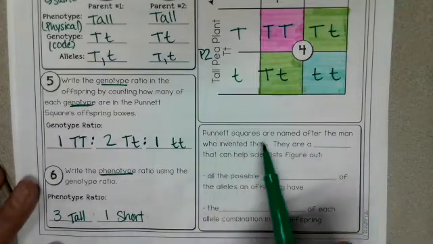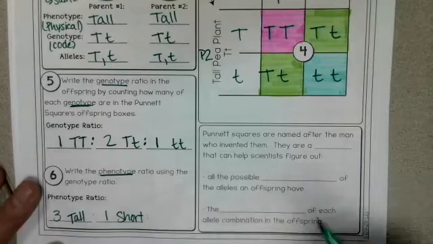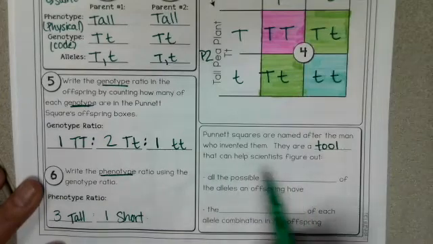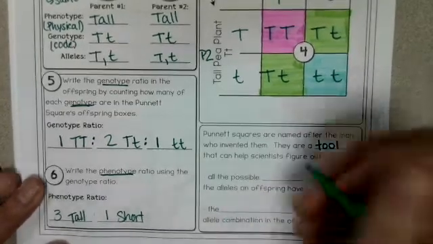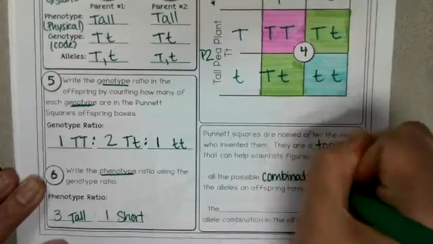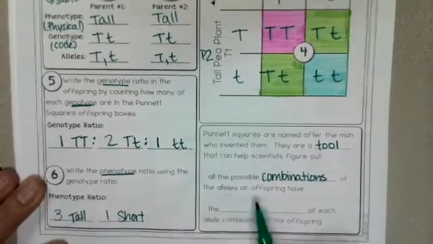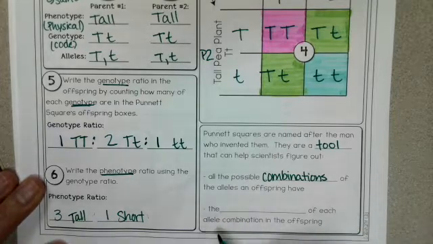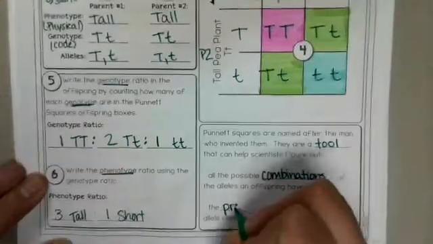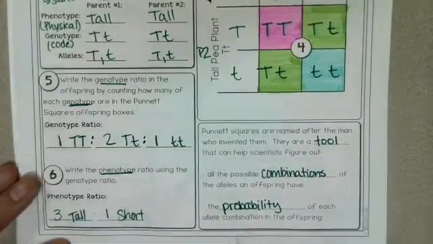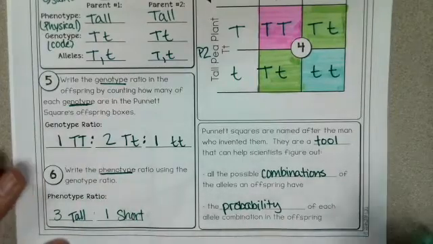Anyways, Punnett squares are named after the man who invented them. They are what we call a tool, and it's gonna help us to figure out all of the possible combinations of the alleles that an offspring or a baby could potentially have. The second thing that it's going to help us to figure out would be the probability that each allele combination is going to appear in the babies or in the offspring.